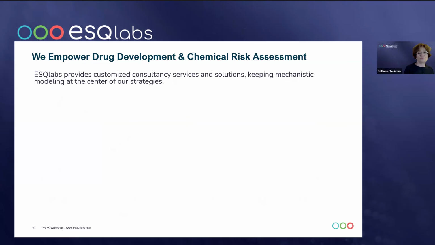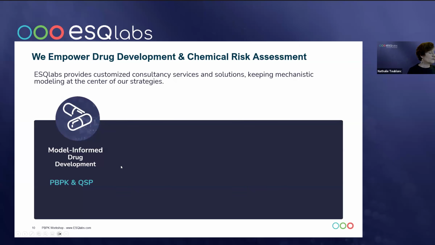What we do is provide consultancy services and solutions, always with mechanistic modeling at the center of what we do. We've got 4 pillars. First, model-informed drug development with PBPK, physiologically based pharmacokinetics, and quantitative systems pharmacology. We support drug development from discovery through regulatory decision.